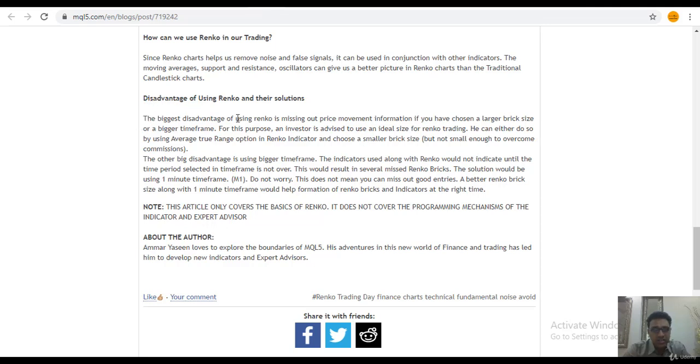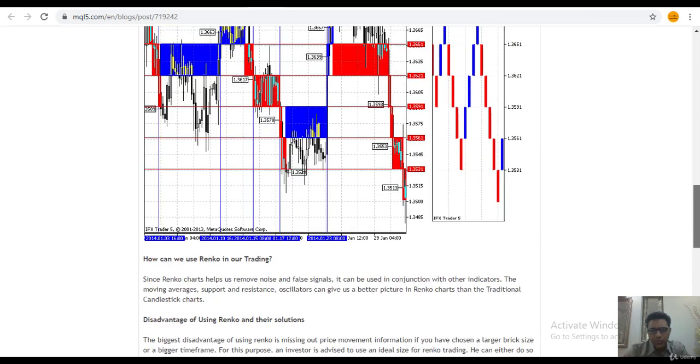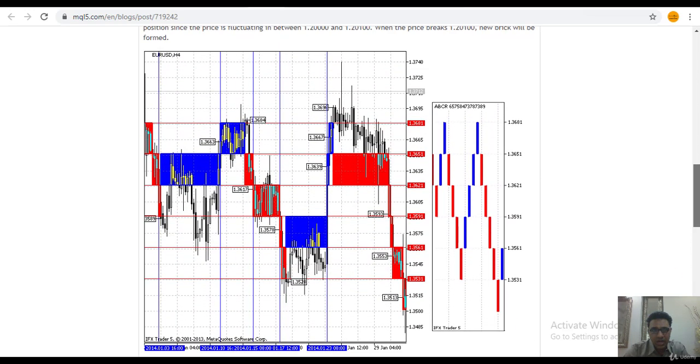So the biggest disadvantage of using Renko is missing out price movement information if you have chosen a larger brick size or a bigger time frame. As you can see in this chart, this is H4 candles, and these are the Renko bricks that we are using. You cannot see the price action within these ranges, right? We don't know if this took a support from this area.